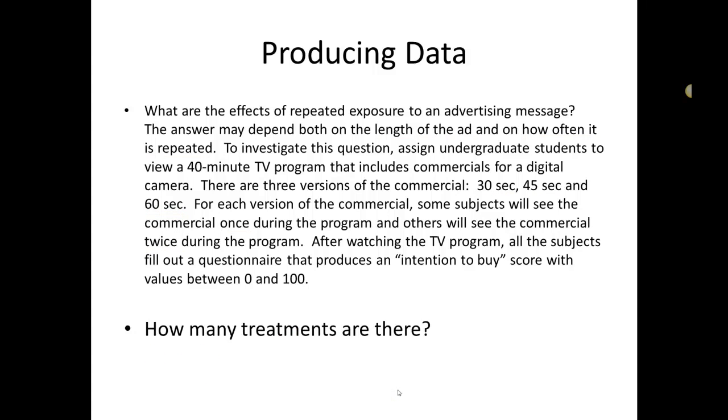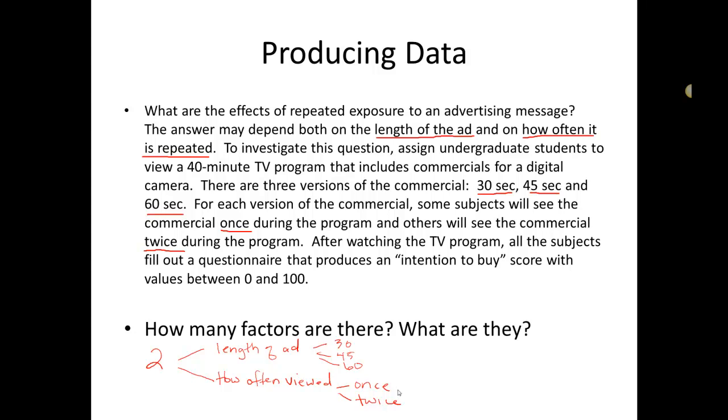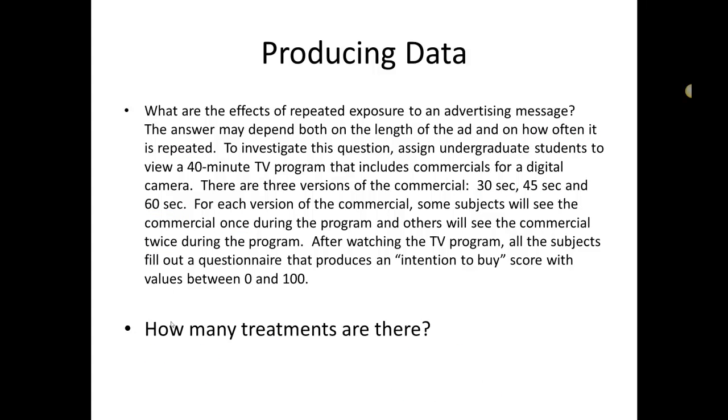So next question says, how many treatments are there? So in order to determine how many treatments there are, we take the number of levels for each factor and we multiply them together. So we back up 1 page. We had 2 factors. One of those factors had 3 levels. The other factor had 2 levels. So when I'm determining how many treatments there are, I'm going to take 3 times 2, which gives me 6.